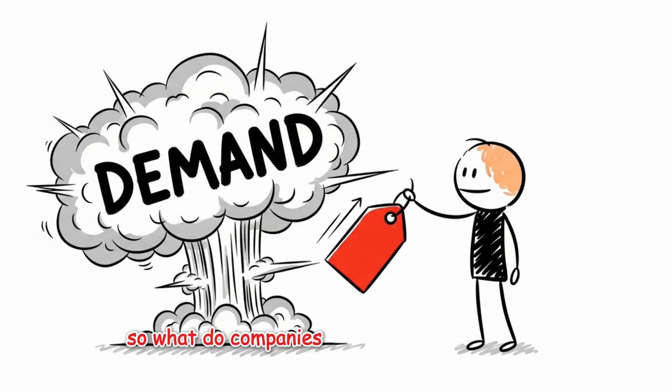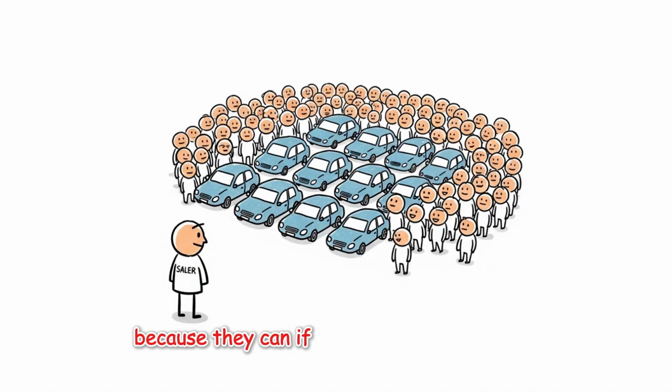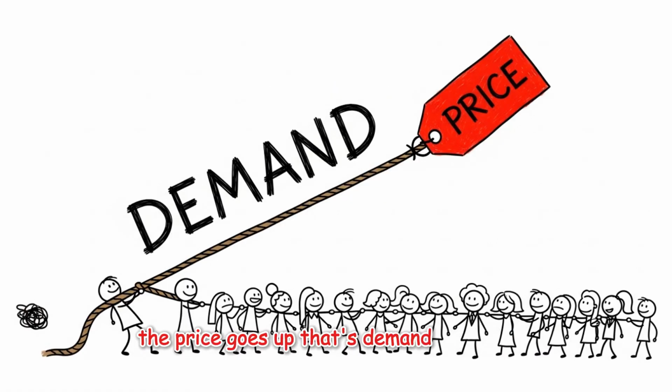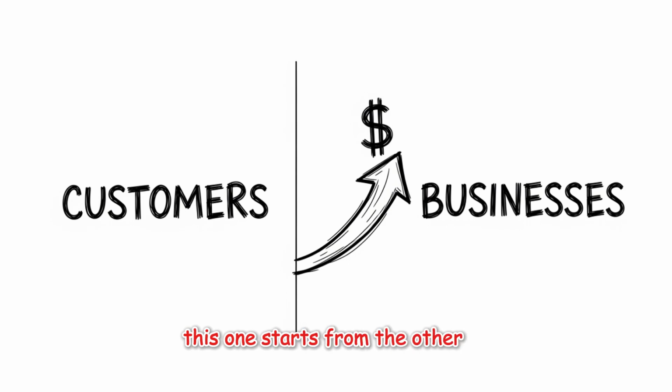So what do companies do when demand explodes? They raise prices. Not because they're evil, because they can. If 50 people want 10 cars, the price goes up. That's demand pull inflation. Demand pulls prices higher. Second, cost push inflation. This one starts from the other side.